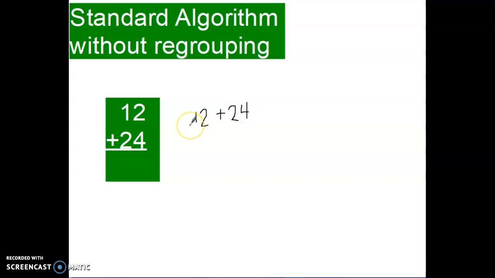And remember that it's important to add the ones and then the tens, because eventually we're going to have to regroup our numbers. So 4 plus 2 is 6 ones. 4 ones plus 2 ones is 6 ones. And then this is my tens place, so I have 2 tens plus 1 ten, or 1 ten plus 2 tens. I can go in either order because of the commutative property. So 2 tens plus 1 ten is 3 tens, and when I read that, it would be 36. So my math sentence would be 12 plus 24 equals 36.